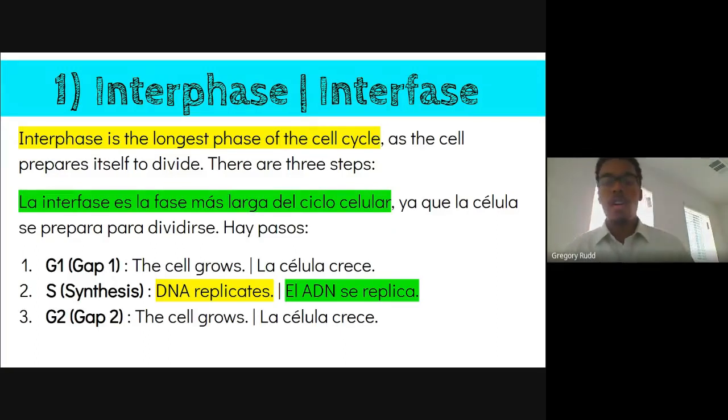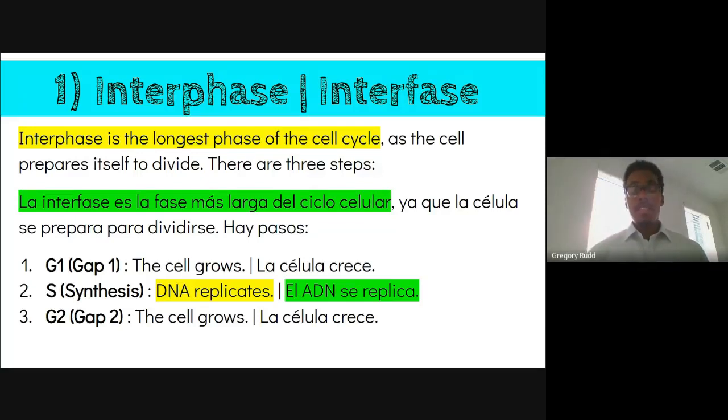So again, we're focusing on what is highlighted. Within interphase, which is the first step, interphase is the longest phase of the cell cycle, and the cell is preparing itself to divide. There is a G1 step in which the cell grows. G stands for growth, okay? Well, it kind of stands for gap, but I've always liked to think of it standing for growth.